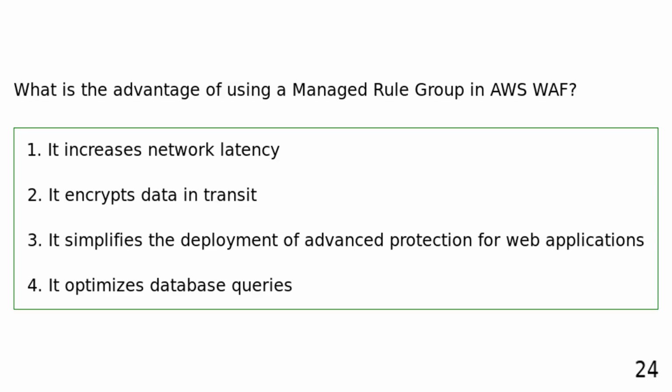What is the advantage of using a managed rule group in AWS WAF? It increases network latency. It encrypts data in transit. It simplifies the deployment of advanced protection for web applications. It optimizes database queries.